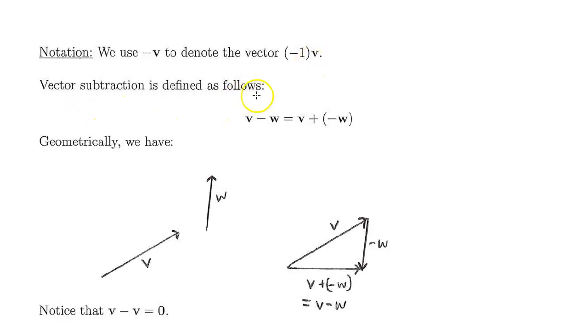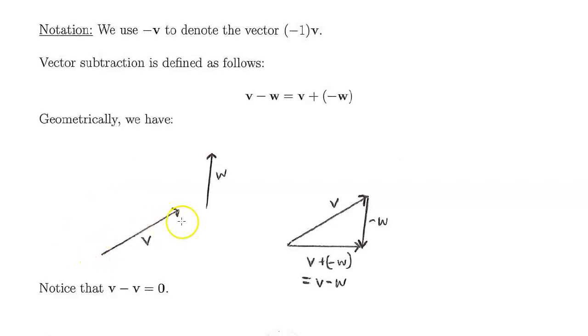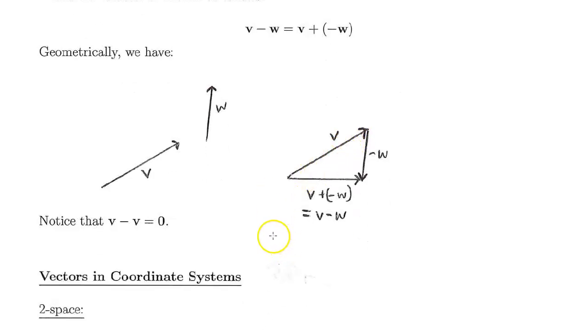Now vector subtraction is defined as follows. So we can subtract vectors too. V minus w is just the same thing as v plus a negative w. So geometrically, what does vector subtraction look like? Well, if this is v and this is w, v plus a negative w would be this. So notice I've drawn the negative w in the exact opposite direction as w, would be this vector. So v plus a negative w, that's this. That's the same thing as v minus w. And notice, by the way, that v minus v would be the zero vector. So if you take v plus a negative v, you end up right back where you started.